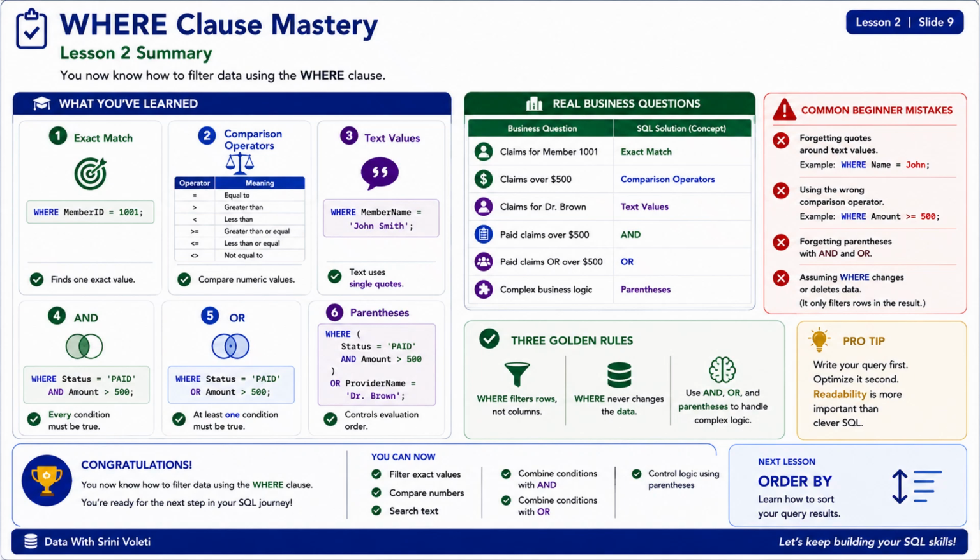If you remember only three ideas from today's lesson, let them be: the WHERE clause filters rows, not columns. It never changes or deletes the data. It only determines which rows are returned. Combining AND, OR, and parentheses allows you to answer increasingly complex business questions with confidence.